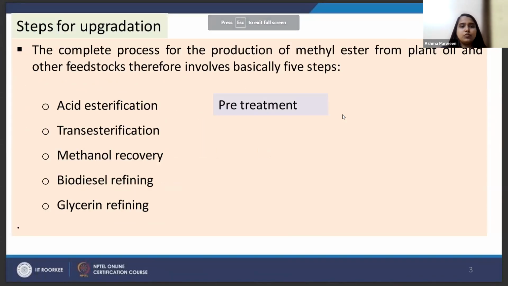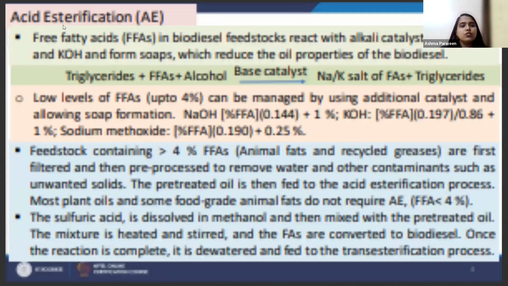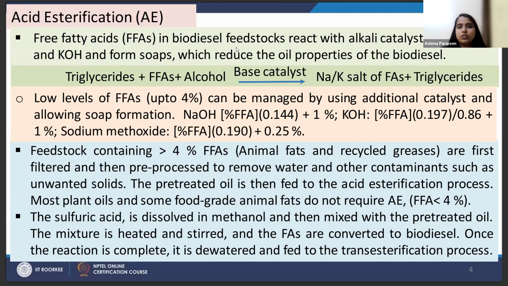The steps used for upgradation are, first, acid esterification. The free fatty acids in the feedstock can react with the alkali catalysts, which are NaOH and KOH, and can produce soaps. The free fatty acids react with the catalyst and form the sodium or potassium salt of fatty acids, and these are called soaps, and these can degrade the quality of the biodiesel produced.